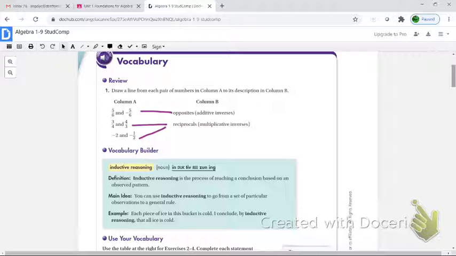Okay? And the main idea is that you're going to use inductive reasoning to look at a set of observations, and then we're going to write an equation. A general rule would mean an equation is what we're looking for mathematically, or a function rule. In this example, this is not necessarily mathematical. Each piece of ice in the bucket's cold, therefore we reason that all ice is cold. So inductive reasoning, again, is based on specific observations, and then we make a broader statement or rule to fit most situations.